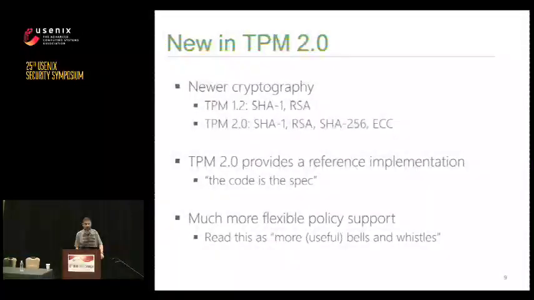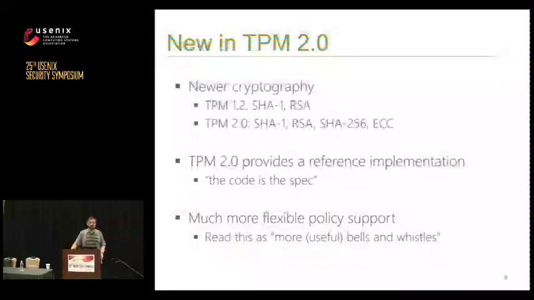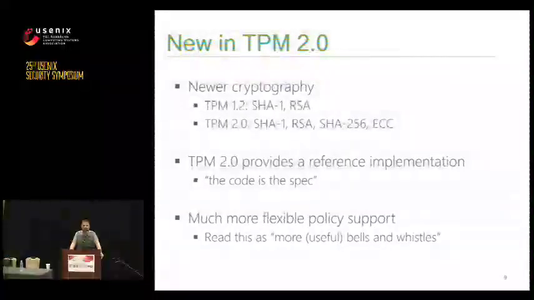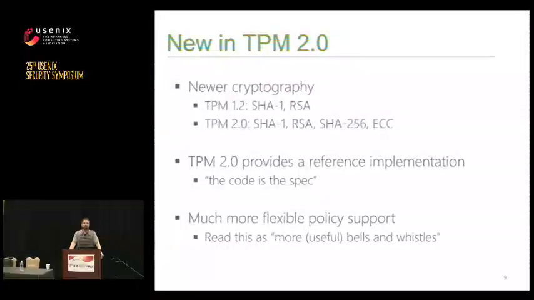Okay, so what's new in 2.0? The fTPM, by the way, uses the 2.0 specifications. There are three new things at a high level. One is that 2.0 offers newer cryptography, including ECC, elliptic curve. Second, and perhaps most importantly, we now have a reference implementation.